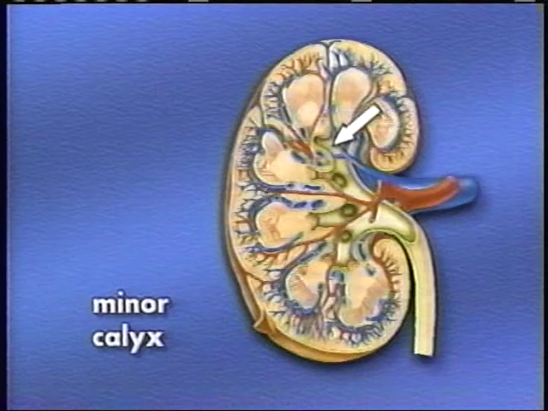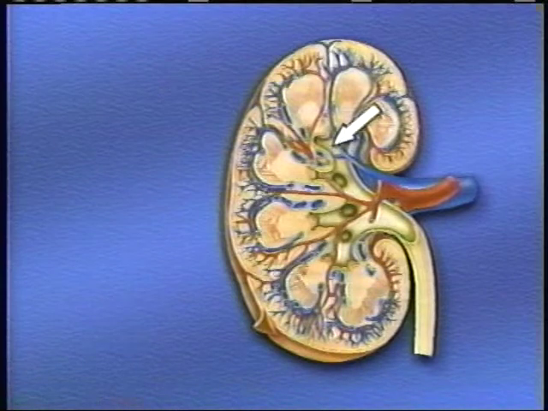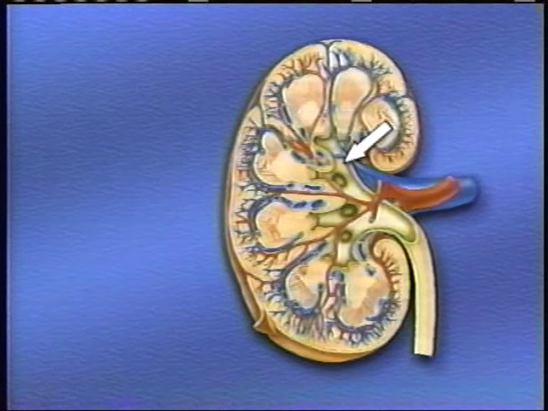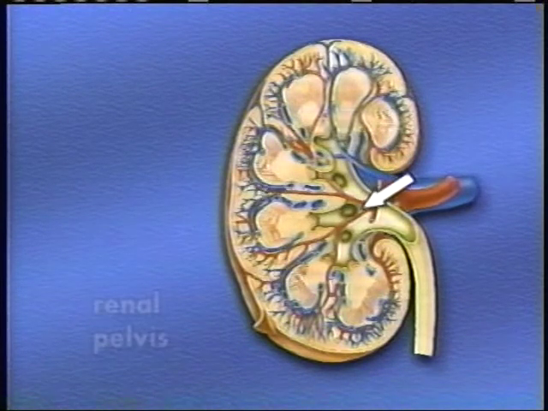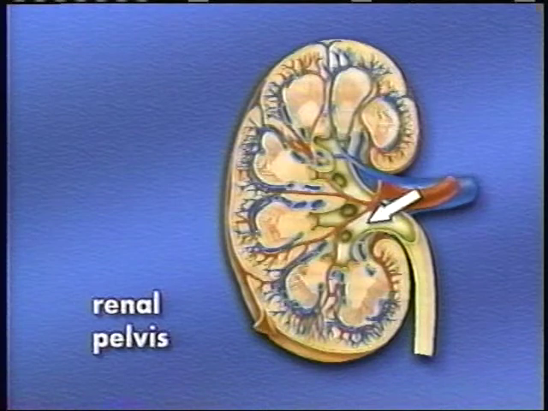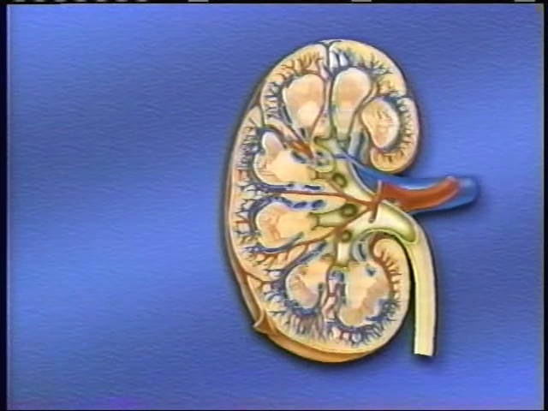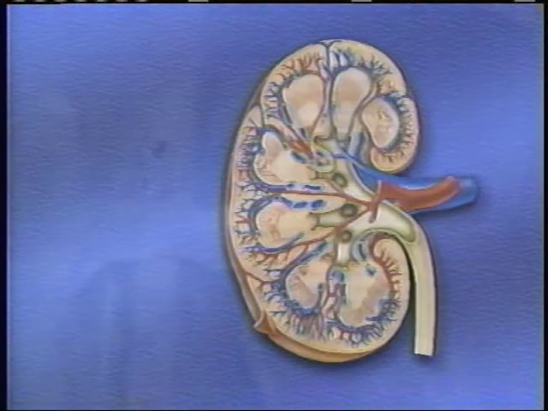A minor calyx surrounds the papillae and collects urine as it drains from each pyramid. 2 or 3 minor calyces join together to form a major calyx. Newly formed urine collected in the major calyces empties into the expanded renal pelvis, which continues at the hilus to become the ureter. Both the major and minor calyces are extensions of the renal pelvis.